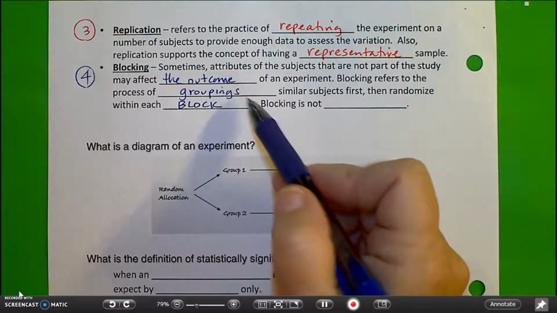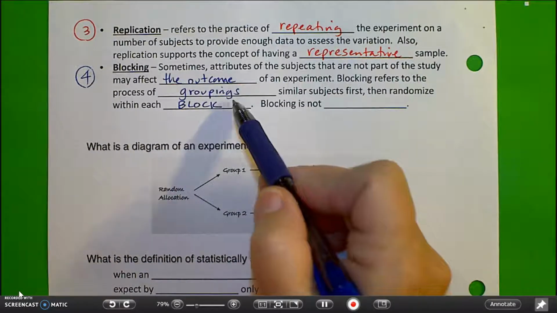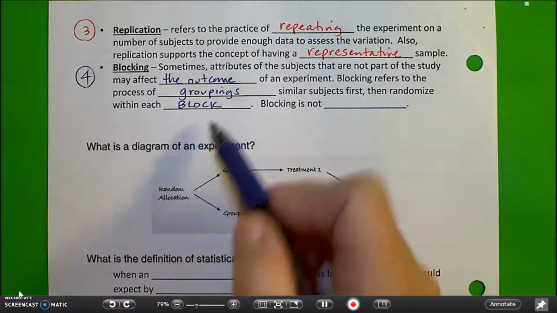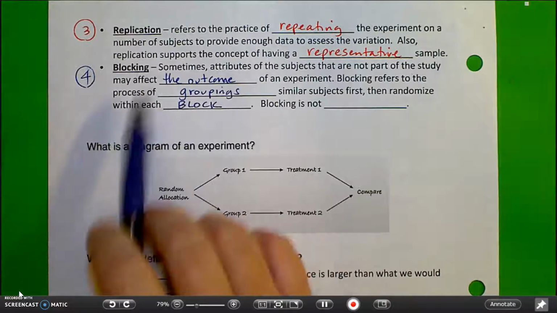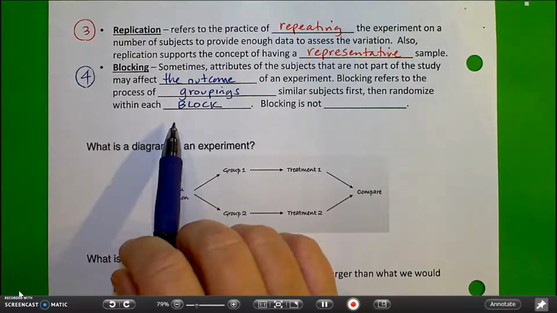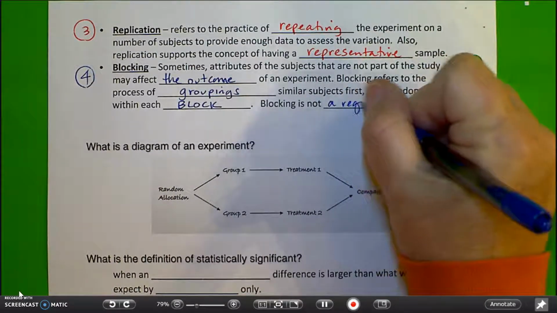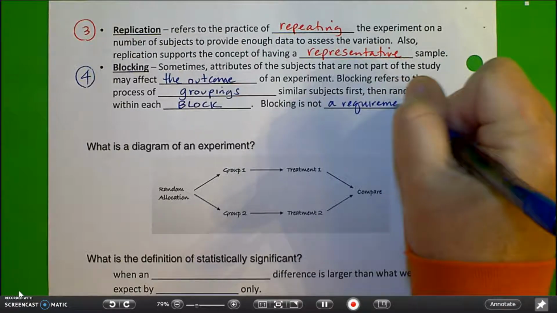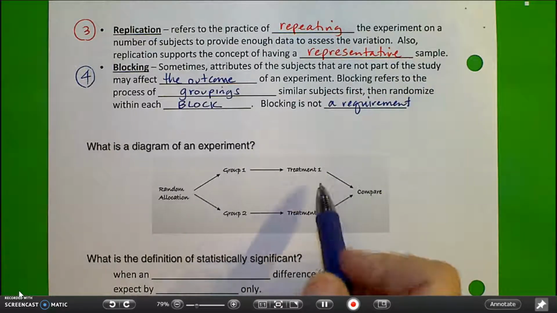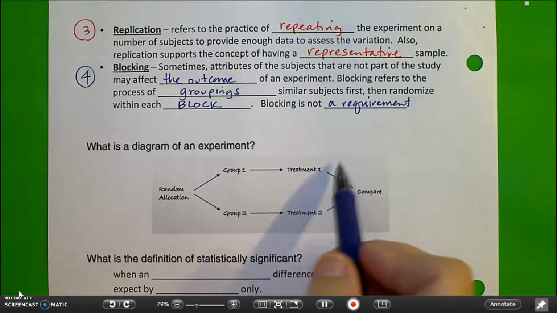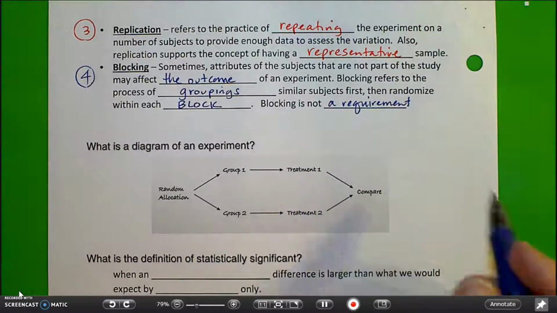So the groupings that you divide your subjects into would actually be called blocks, and then you would include your randomization element within each block. Blocking is not a requirement of a study. Depending on what's going on in your study, will determine whether or not blocking is something that's needed.